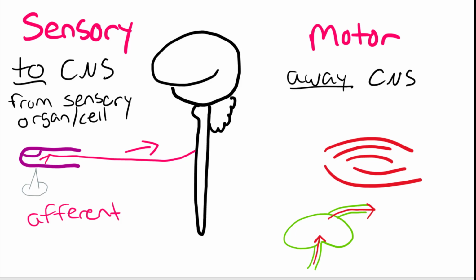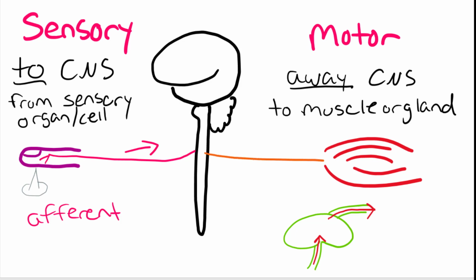Let's go back to our motor term. So we know that motor signals, motor pathways, motor neurons are delivering information away from the central nervous system. But where is it going to? It's going to a muscle typically or a gland. For example, a motor neuron that's part of a motor pathway will deliver a signal away from the central nervous system to a muscle or gland. Motor can also be called efferent.